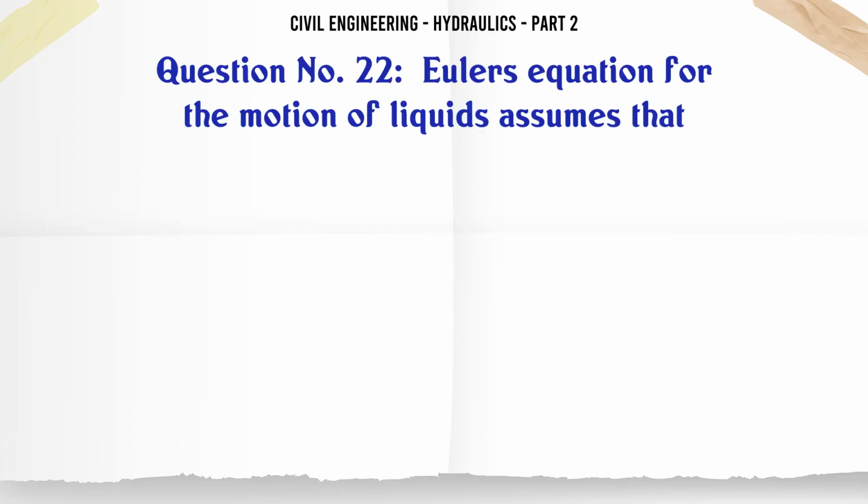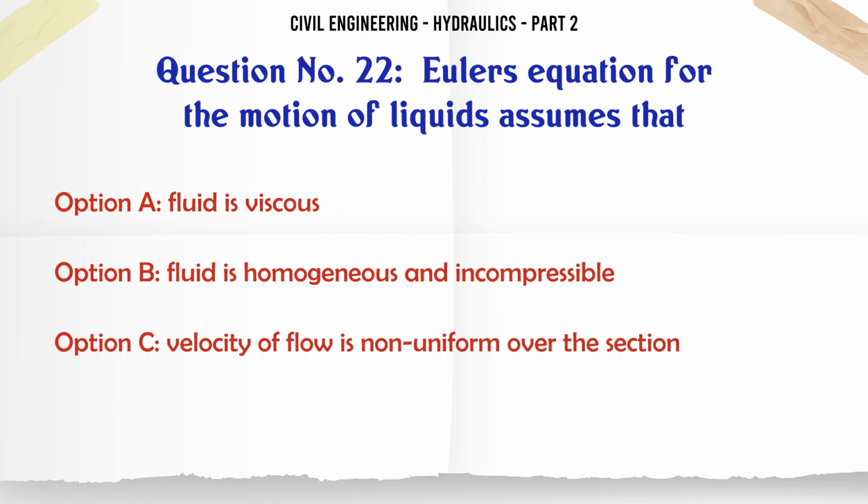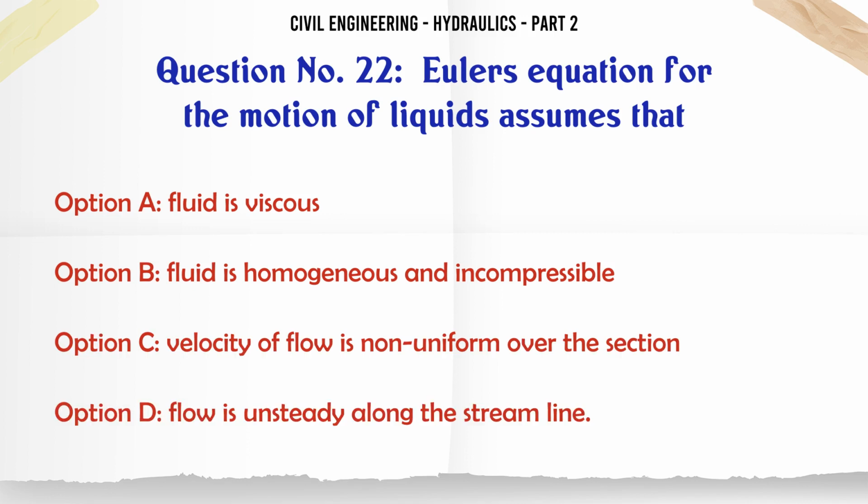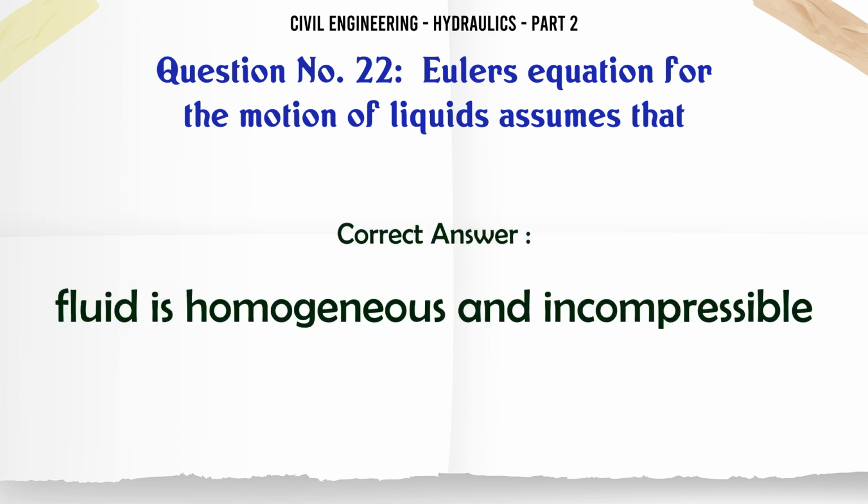Euler's equation for the motion of liquids assumes that A. fluid is viscous, B. fluid is homogeneous and incompressible, C. velocity of flow is non-uniform over the section, D. flow is unsteady along the streamline. The correct answer is fluid is homogeneous and incompressible.